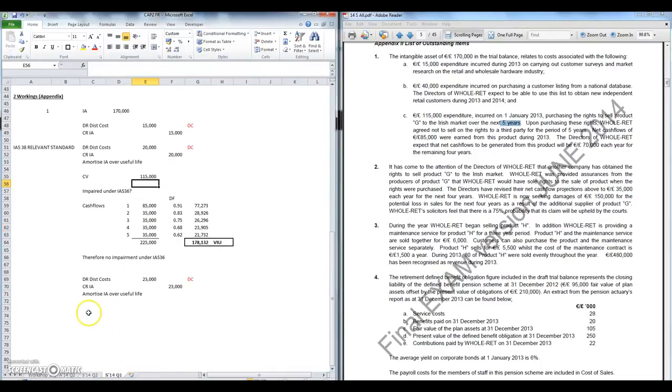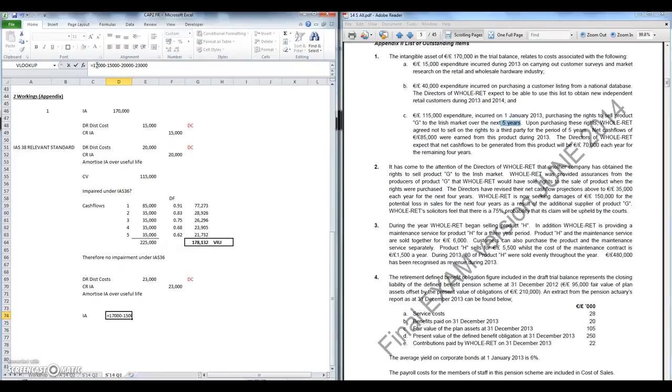What is useful to do before you move on to the next working is summarize. So your intangible asset, what is it going to be? Well, opening value was 115, so it's plus 115, minus your expensed off 15,000, minus what you amortized here, 20,000, and what you amortized here, 23,000. So your intangible asset at the end should be 57,000, whereas the opening value is actually 170,000.